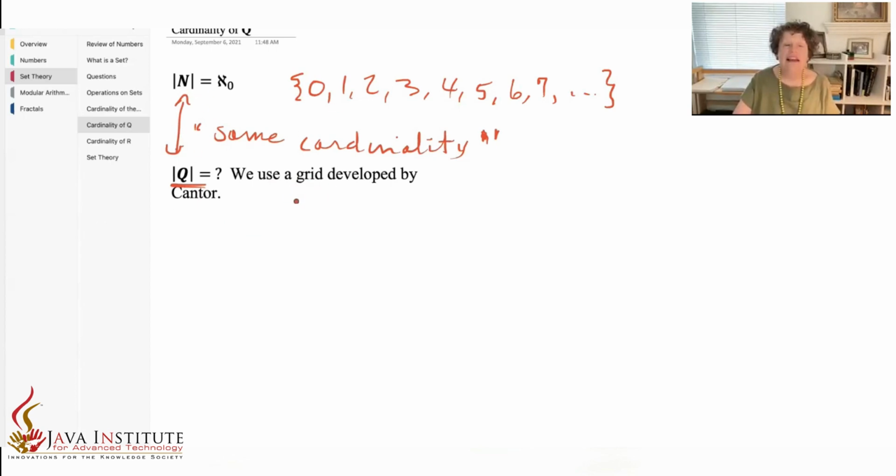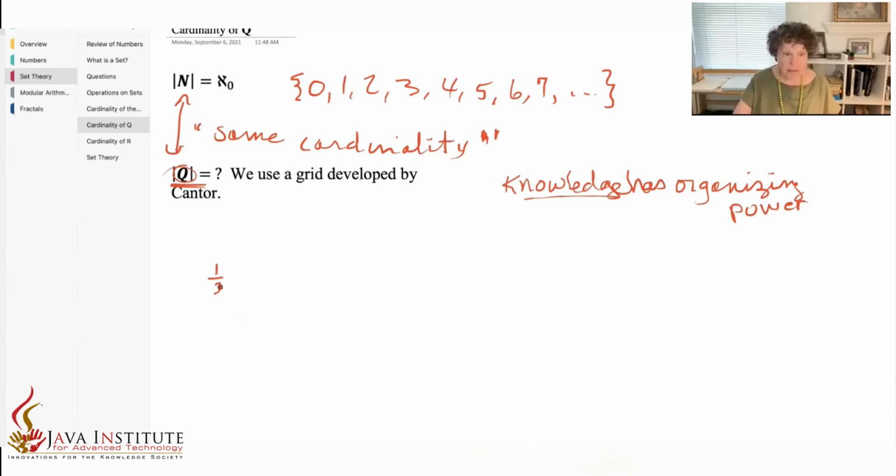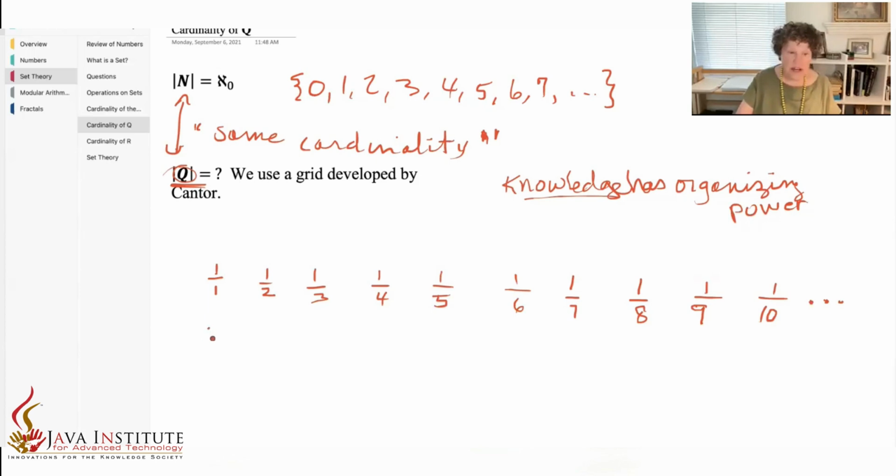So Cantor, this is one of the principles about knowledge: knowledge has organizing power. This is a principle of information theory. Knowledge has organizing power. So we know all about the rational numbers. And what Cantor said was, just do this. Okay, here are some rational numbers. Now, this isn't good enough. These are all the rationals that have 1 on top in the numerator. So you've got to put dot, dot, dot. Well, then there's a whole lot of numbers that have 2 in the numerator.